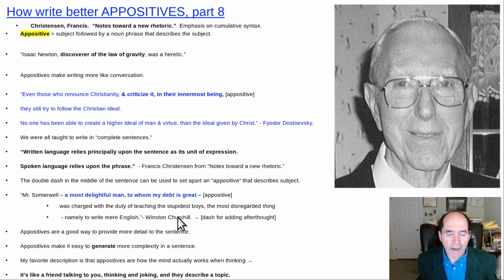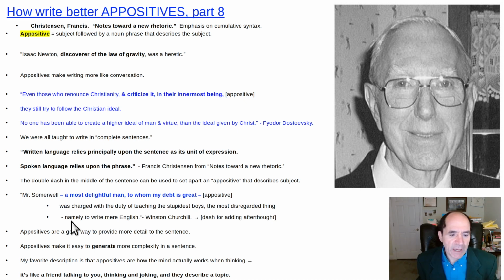And here's an appositive sentence from Winston Churchill. He was actually a pretty good writer. He said, Mr. Somerwell, a most delightful man, to whom my debt is great, was charged with the duty of teaching the stupidest of boys the most disregarded thing, namely to write mere English. It's set off in the middle of the sentence by these dashes.